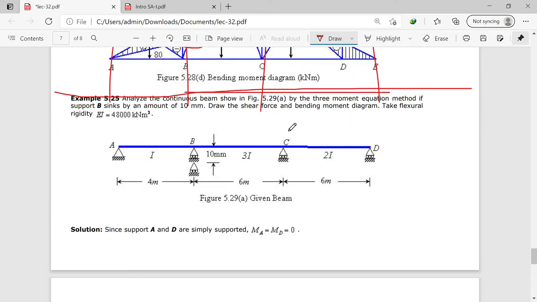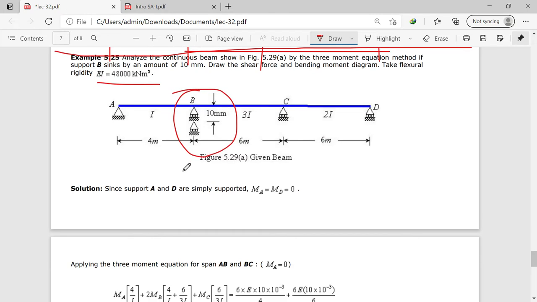Let us see that. Analyze the continuous beam as shown in the figure by the equation of 3 moment, if the support B, this is support B, sinks by 10 mm. Okay, so this effect of sinking is also there in your numerical. So draw the shear force and bending moment diagram for the same. Take the flexural rigidity EI equal to 48000 kilonewton meter cube.